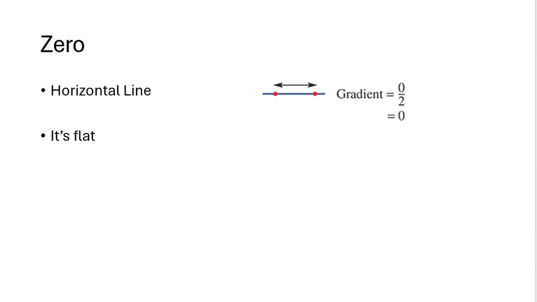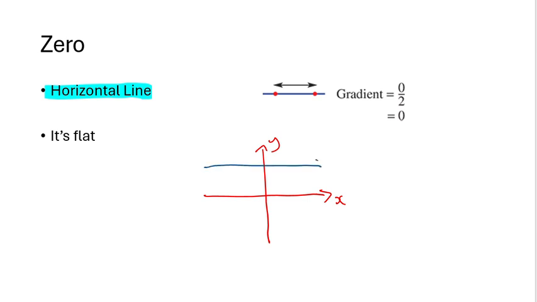A zero gradient. So it's just a horizontal line. Okay. So say for example, if you are given a graph like this horizontal line here, it has a gradient of zero. Okay, this is a zero gradient type of line. And the reason why is because if you do 0 divided by any number, it will just equal to 0 if you type it in your calculator, okay?